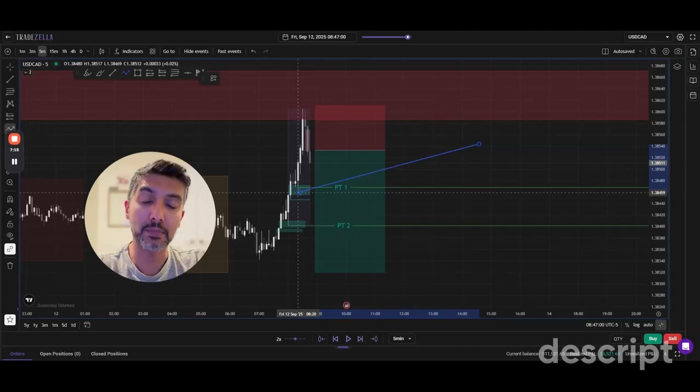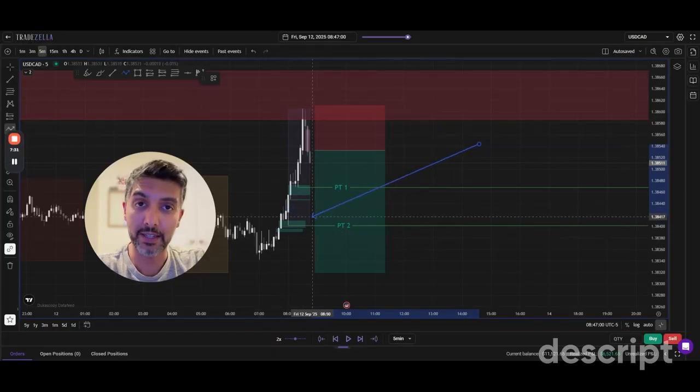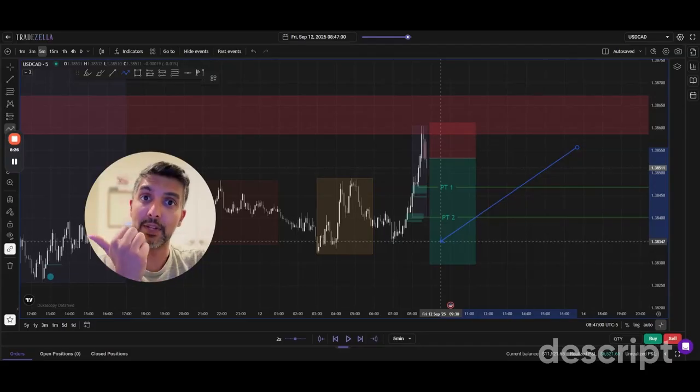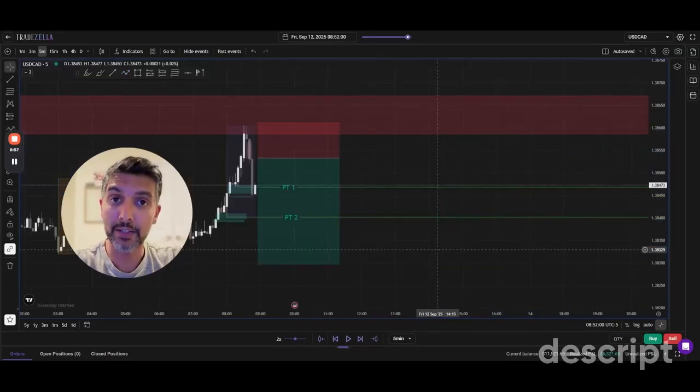PT1 sits at a small candle cluster, which likely represents resting buy orders. PT2 sits a little deeper, but in the same general liquidity pocket represented by a cluster of orders. Whatever position we have left can keep running until we take out this external low right here. This setup offers roughly 3R if fully delivered. So let's run the trade out and see what happens.